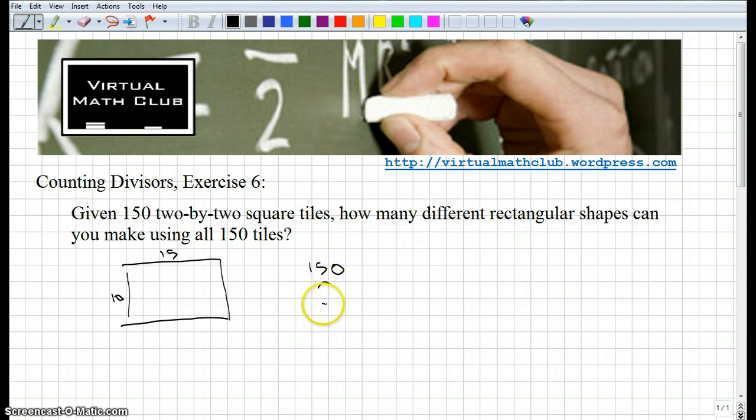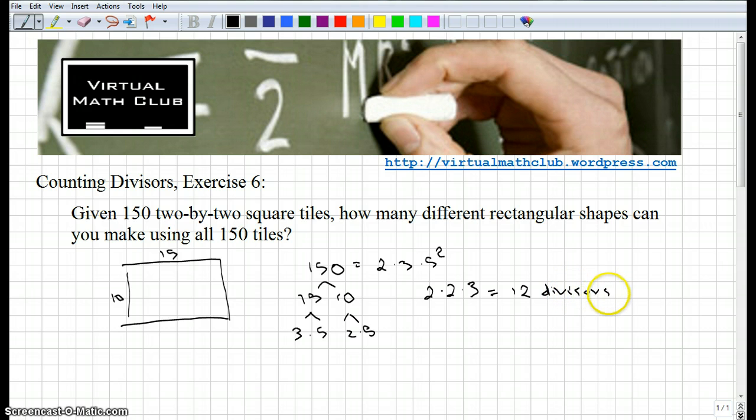Let's figure out the prime factorization of this. Well, this is 15 times 10, and 15 is 3 times 5, and 10 is 2 times 5. Okay, so our prime factorization is equal to 2 times 3 times 5 squared. So how many divisors are there of 150? We have 2 choices for the power of 2, 2 choices for the power of 3, and 3 choices for the power of 5. So that gives us a total of 12 divisors.